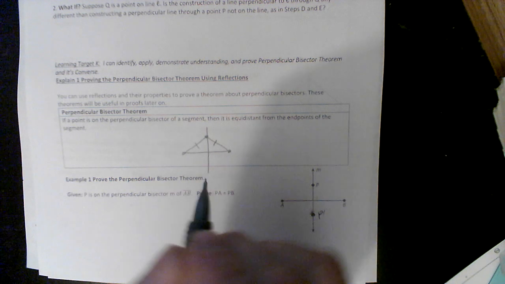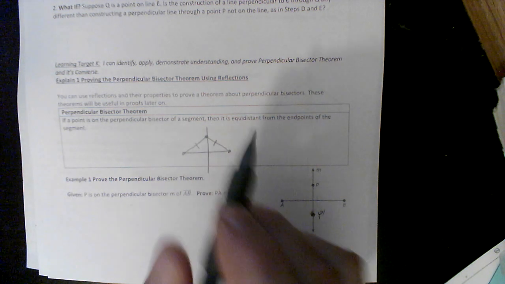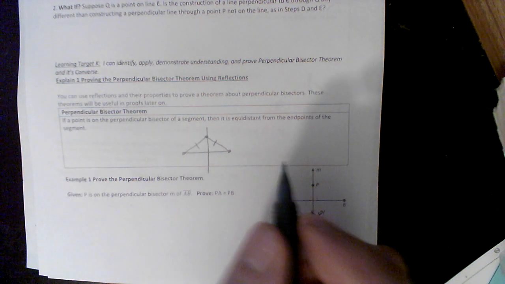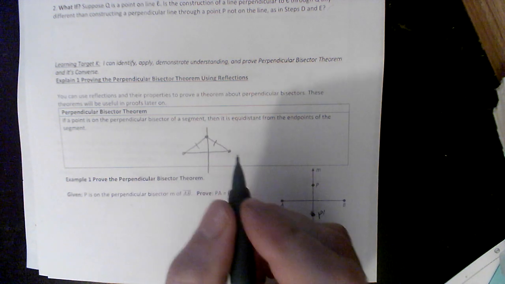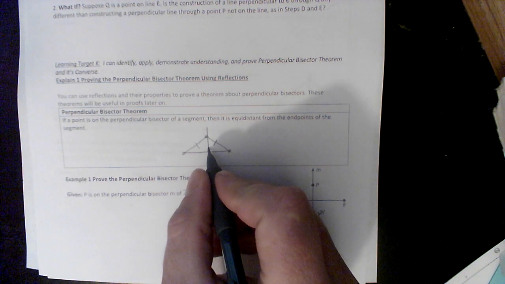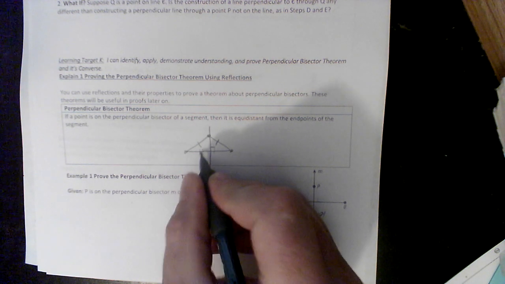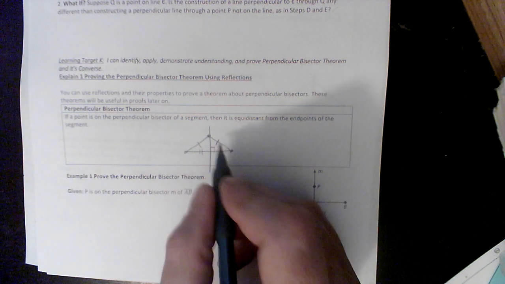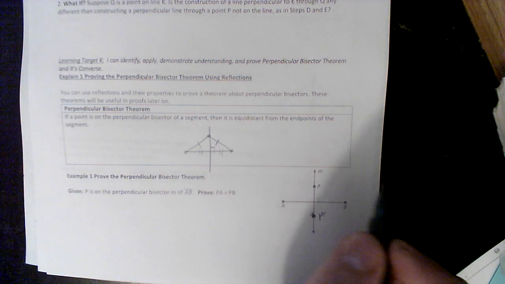Alright, there is a perpendicular bisector theorem that we're going to talk about. And what that means is this. I'm just going to point it out as we read it. If a point is on a perpendicular bisector of a segment, then it is equal distance from the endpoints.